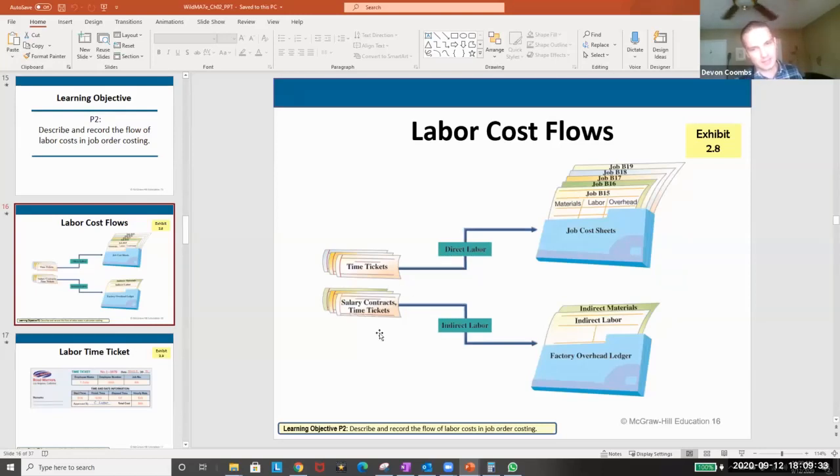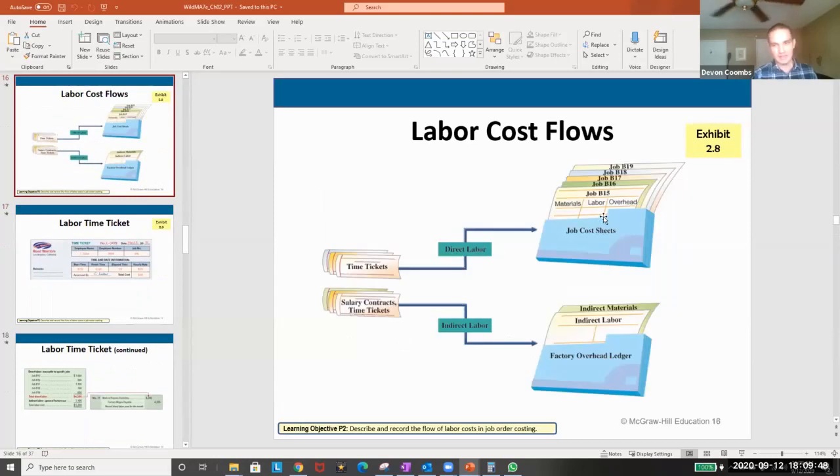Labor, we have time tickets and salary. Any time tickets are directly attributable to a job. Any salary is not directly attributable. And so that's direct labor versus indirect labor, and then we'll allocate. So direct labor, that's just your time card.